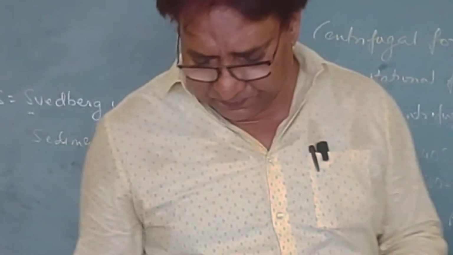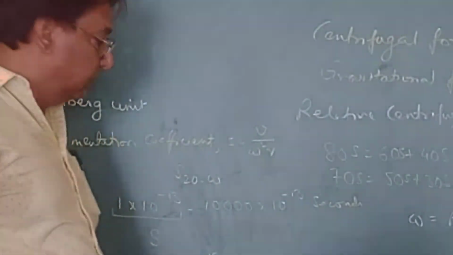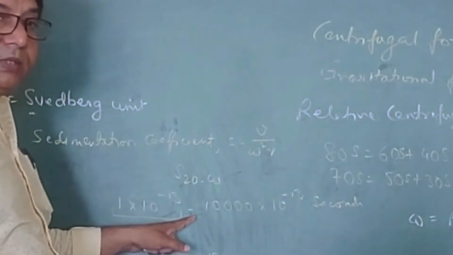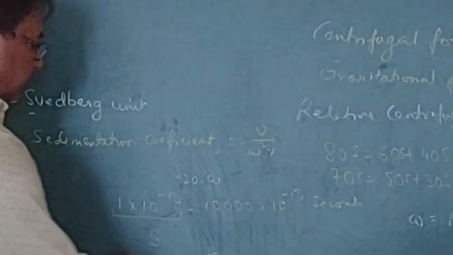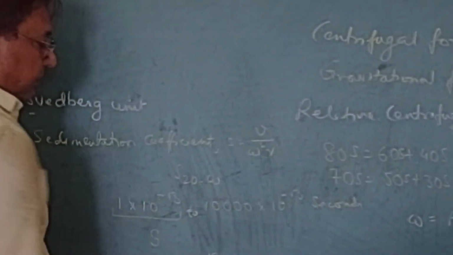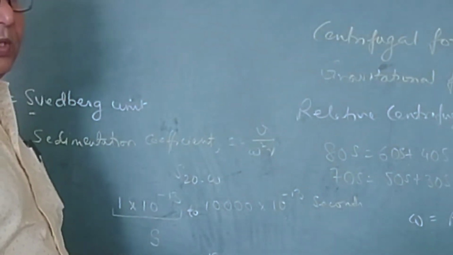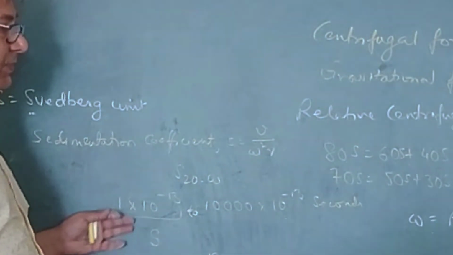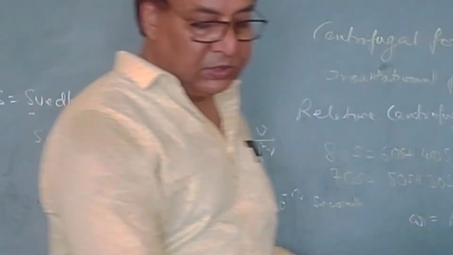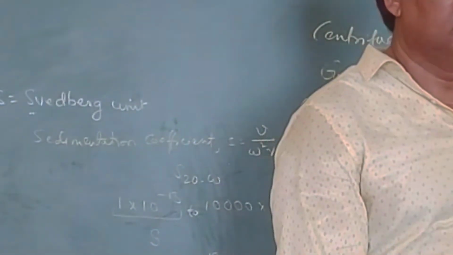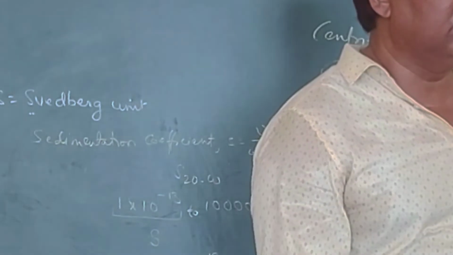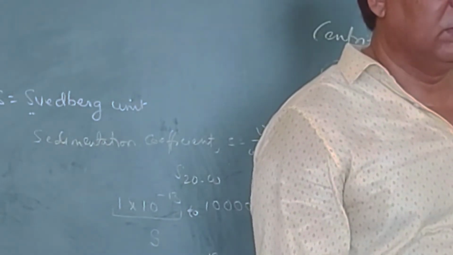So in the last class, no, this is not minus. From this to this. The sedimentation coefficient ranges from this to this. You follow this particular write-up. If you don't buy it, you can at least take a photograph of it.